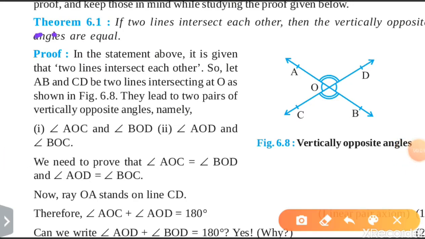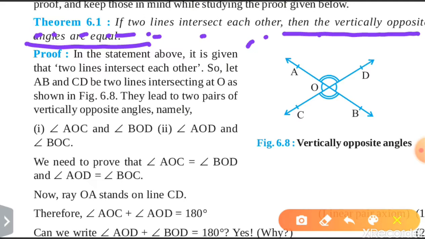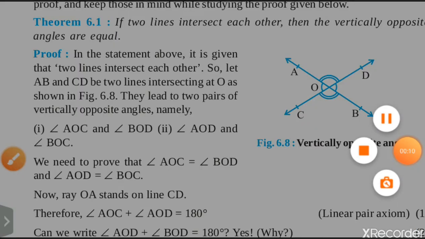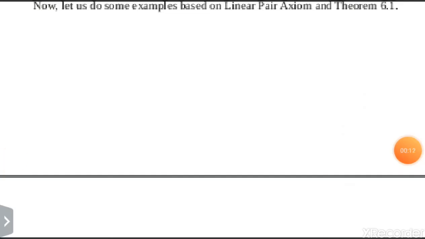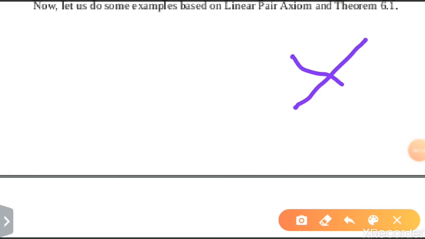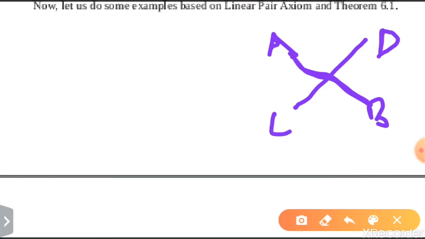Theorem 6.1: if two lines intersect each other, then the vertically opposite angles are equal. This is an important theorem. I will explain how to solve it. If two lines AB and CD intersect each other at O, this point, then we have to prove that angle 1 is equal to angle 2 and angle 3 is equal to angle 4.